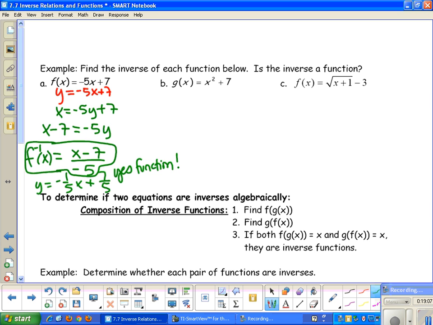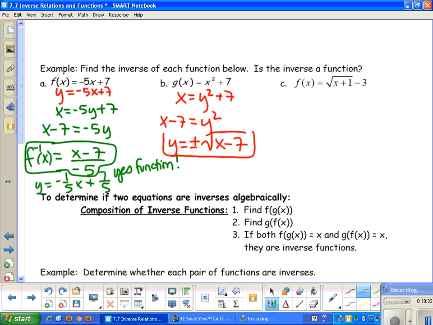For the next one, we're going to do the same thing. So switch your x and your y's. And when I do this, I take the 7 to the other side. And then I want to solve for y squared, so I take the square root of both sides. So y would be equal to plus or minus the square root of x minus 7.